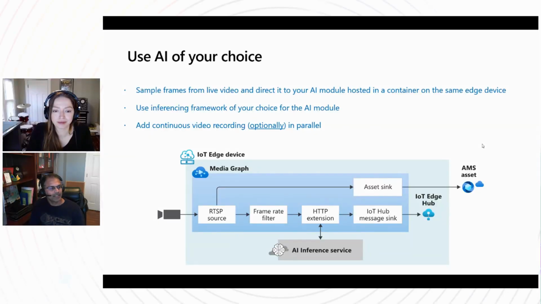Yeah, so what you're seeing here is an example of a media graph where you are able to bring in your own AI model, package it in an IoT Edge module yourself, and plug it in with media graph. And what this media graph is doing is enabling you to run inferencing on the incoming video stream at a frame rate of your choice while recording video continuously. So imagine that if you are trying to build a video playback experience where you want to have a video player and show a timeline of when certain events occur, you can easily do this.